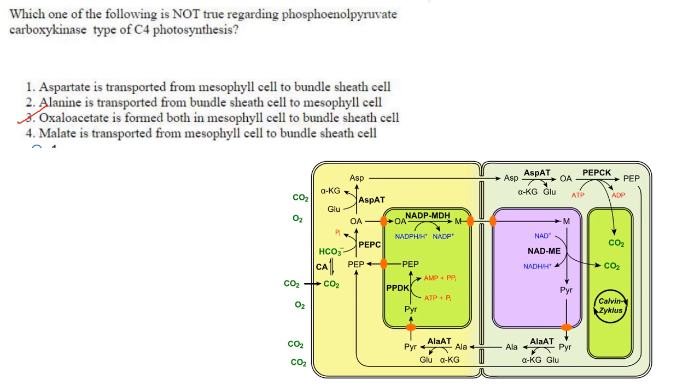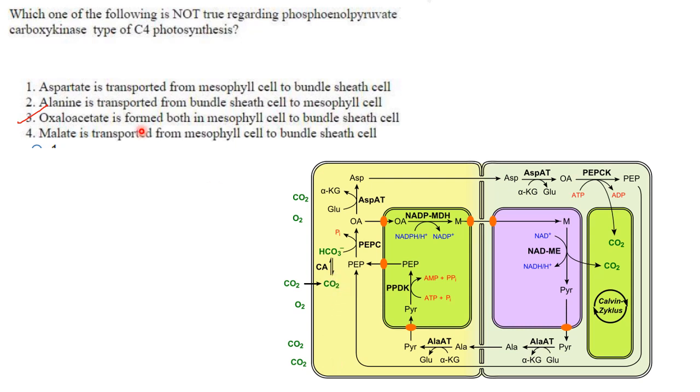Then next one. Which of the following is not true regarding phosphoenol pyruvate carboxykinase type of C4 photosynthesis? See the picture, this is the mesophyll cell, this is the bundle sheath cell. Now, aspartate is transported from mesophyll cell to bundle sheath cell. Yes. Aspartate is transported to the bundle sheath cell where it is converted to PEP, which is returned back to the mesophyll cell.